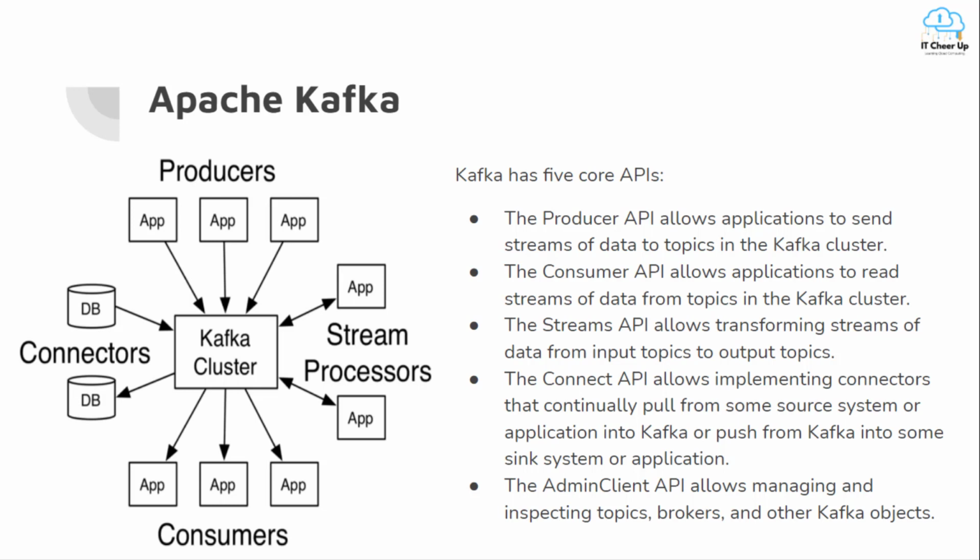The Connect API allows implementing connectors that continually pull from some source system or application into Kafka, or push from Kafka into some sink system or application. The Admin Client API allows managing and inspecting topics, brokers, and other Kafka objects.